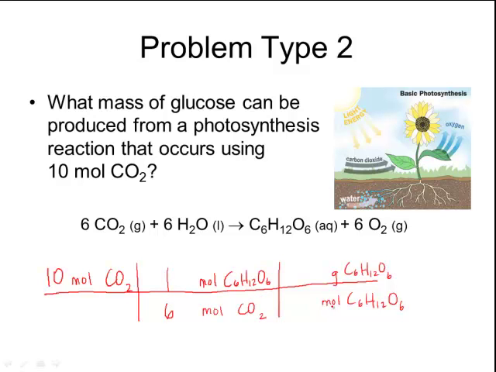In the last box, anytime I'm converting between grams and moles, I need the molar mass. And in this case, I'll need the molar mass of glucose. So I add up 6 carbons, 12 hydrogens, and 6 oxygens, and I get 180 grams per mole. And then multiply across the top to get 1800, and then divide by everything on the bottom, which in this case is 6. And 1800 divided by 6 is 300 grams of glucose.